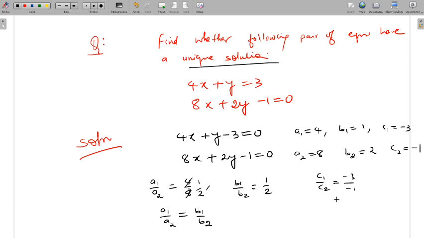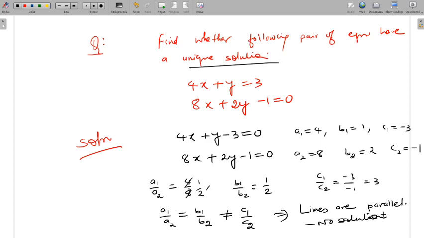Now look at the third ratio. This is minus 3 upon minus 1, which is equal to 3. So this ratio is not equal to either of them, right? That means the lines are parallel. So you have no solution. Hope everything is clear to you.